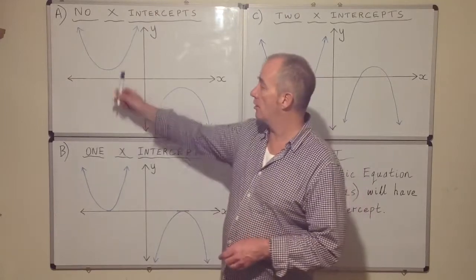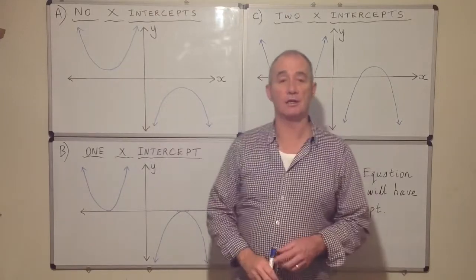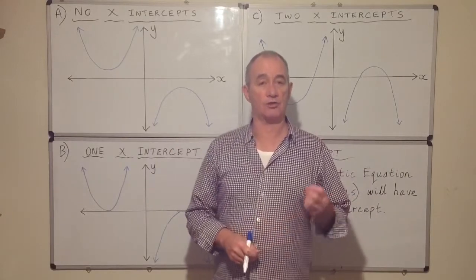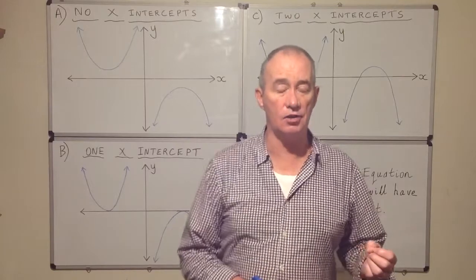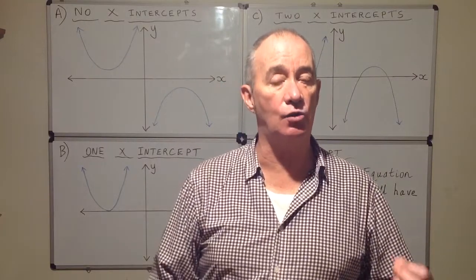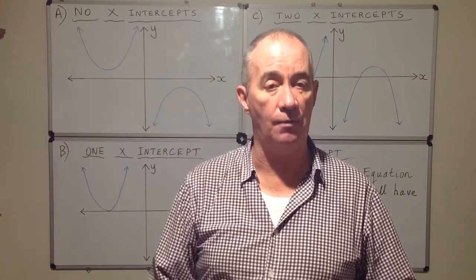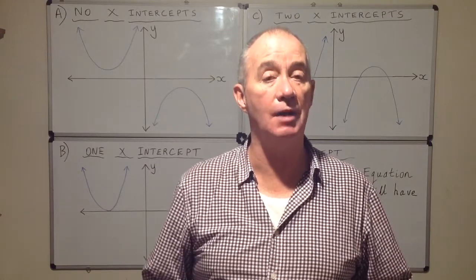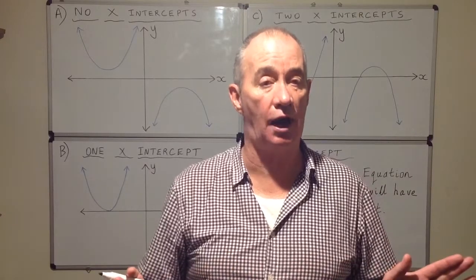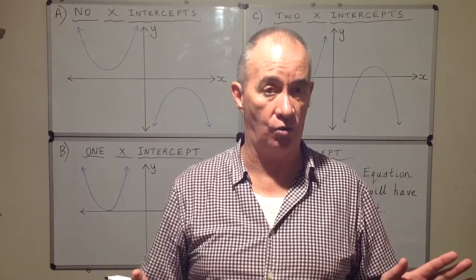So these two parabola curves have no x-intercepts. That is the first possibility for the number of x-intercepts that a quadratic equation graph or a parabola graph can have. Some of them have no x-intercepts. In other words, they don't touch or cut through the x-axis at all.